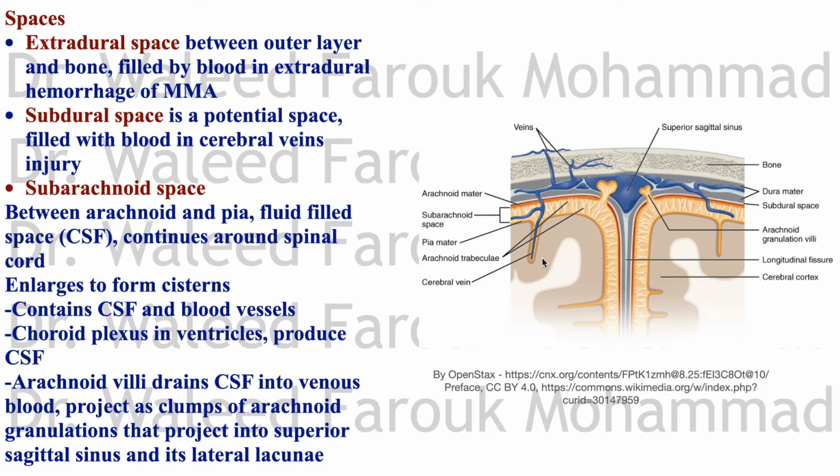The choroid plexus in the ventricles are responsible for the production. They are called tela choroidea, the choroid plexus or tela choroidea. They produce the CSF. Remember, for the production of CSF it is the choroid plexus, and for drainage of CSF it is the arachnoid villi. Arachnoid villi drain the CSF into venous blood, and they project as clumps, as you can see here, called the arachnoid granulations, that project into the nearby sinuses, especially the superior sagittal sinus and its lateral lacunae. There are lacunae of blood lateral to the superior sagittal sinus, as you can see here.